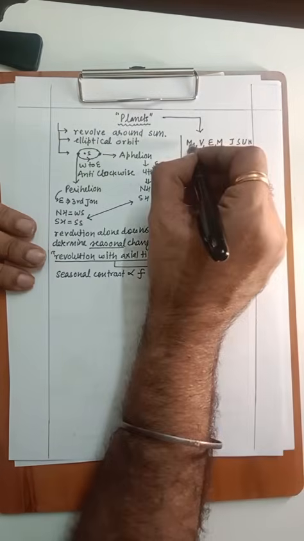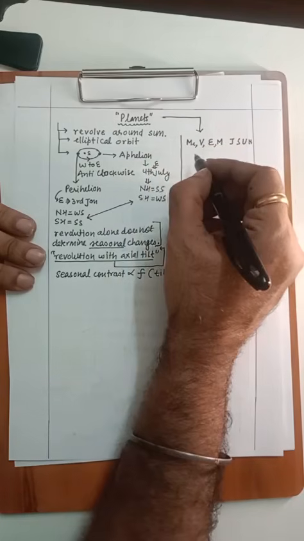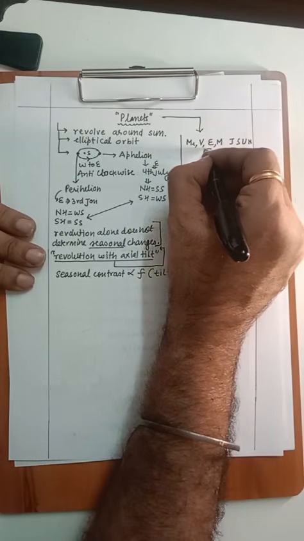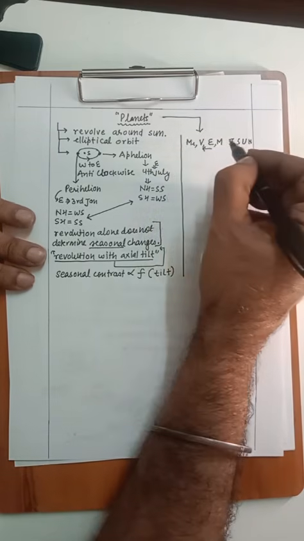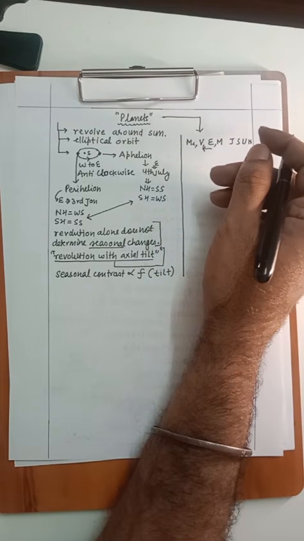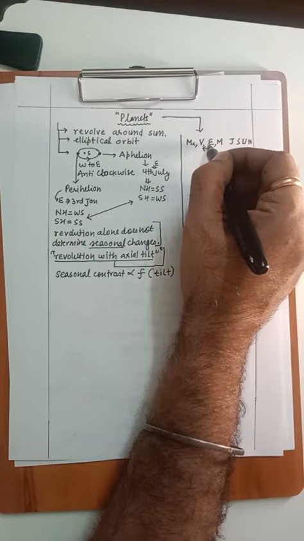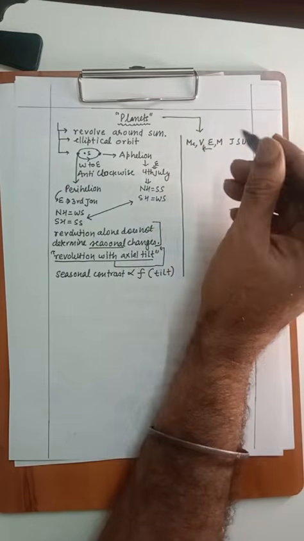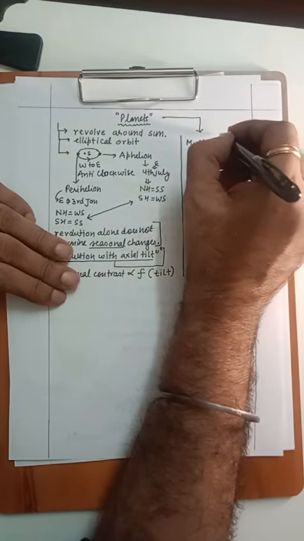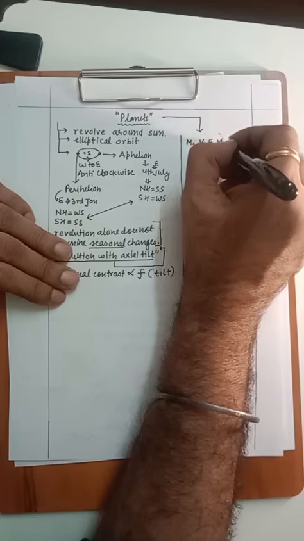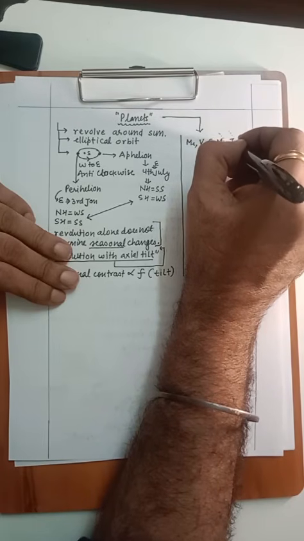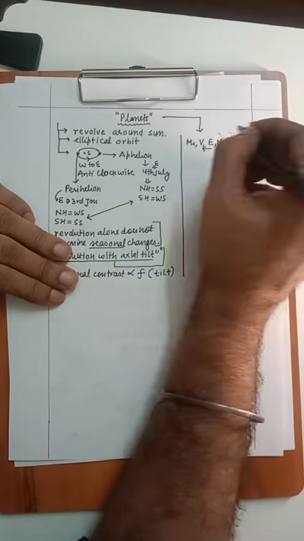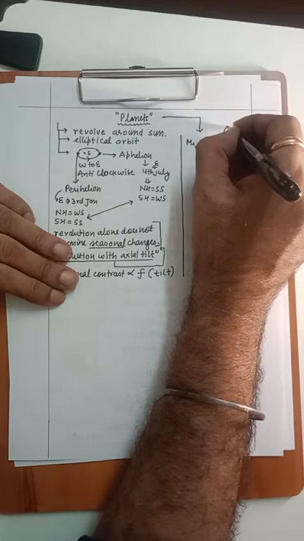Remember that Mercury is closest to the Sun, but Venus is closest to Earth in our planetary system. Venus is closest to Earth and Mercury is closest to the Sun. Remember this. Remember that the region between the orbit of Mars and Jupiter is called the asteroid belt.